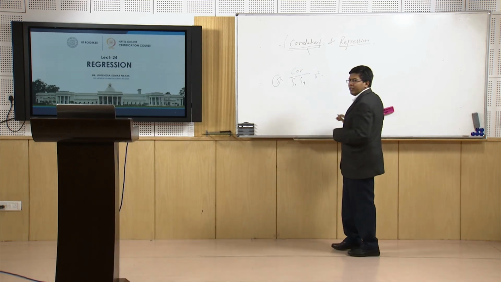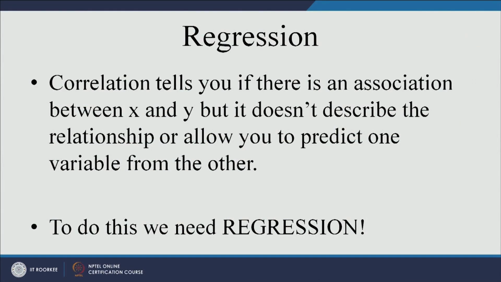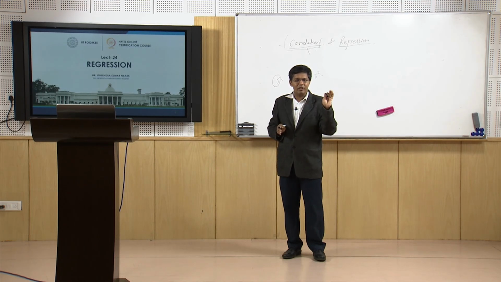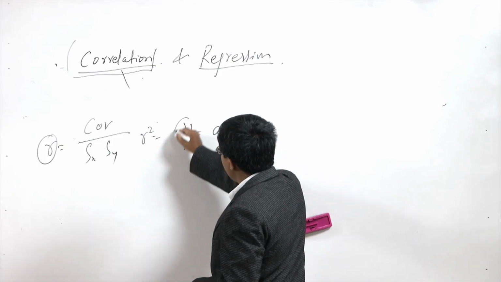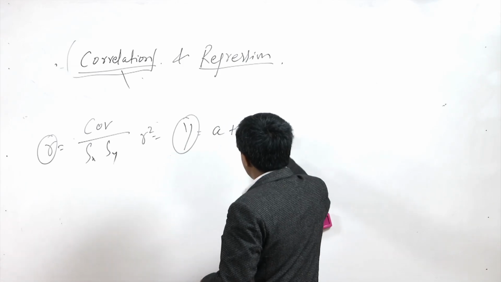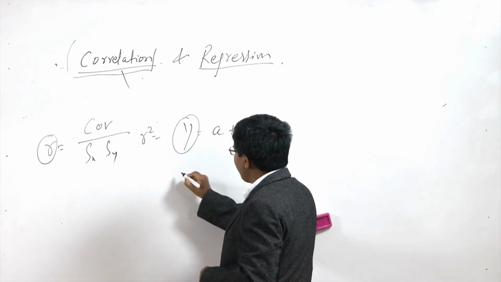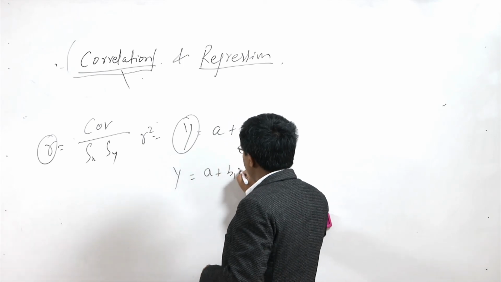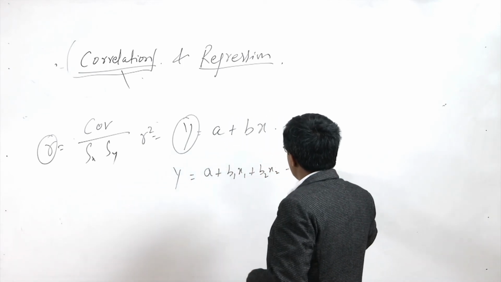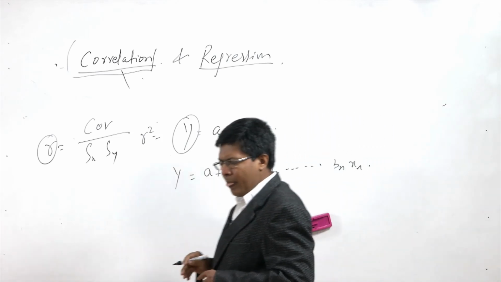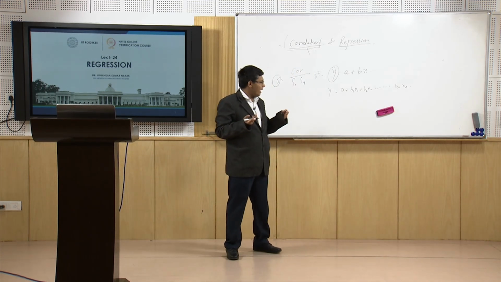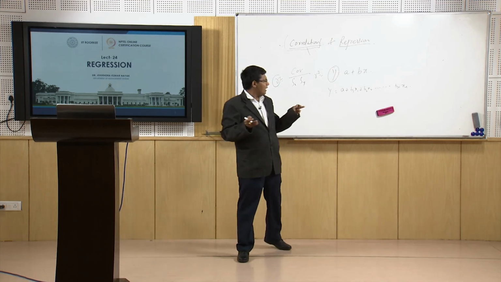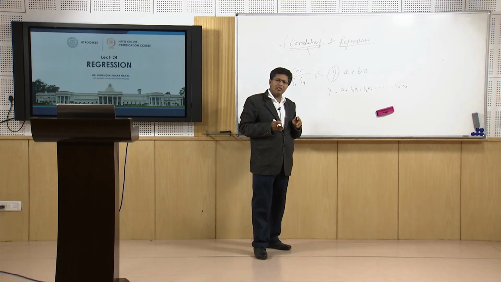Correlation tells you that there is an association between x and y, but it does not describe the relationship; that is what we do in regression. The regression equation is y, the dependent variable, equal to a plus bx. This is a very simple equation. If you have more than one variable, then y equals a plus b1 x1 plus b2 x2 and so on till bn xn. The change in y due to the change in the independent variables x1, x2, x3, x4, xn is of foremost importance to any researcher.